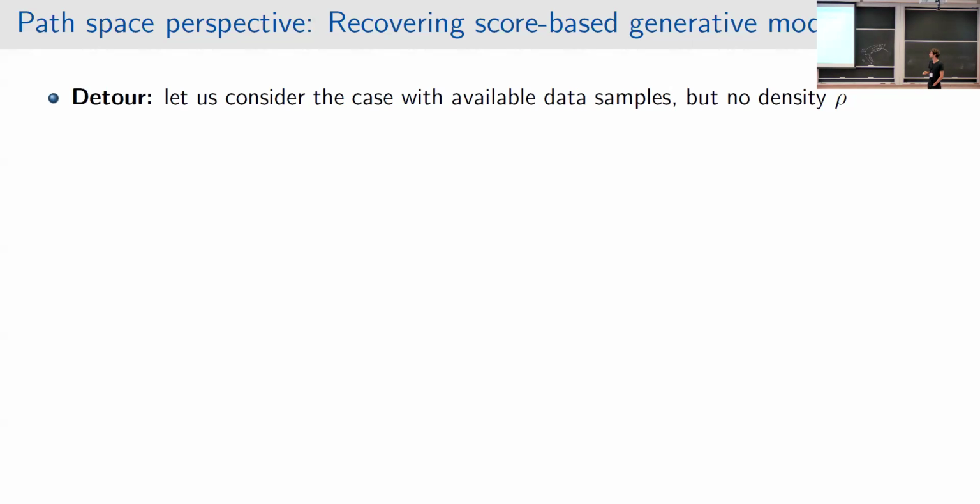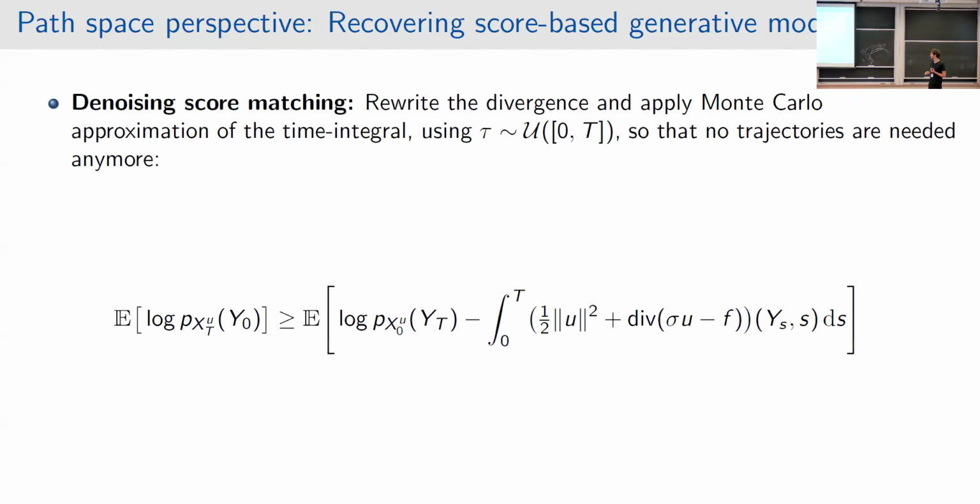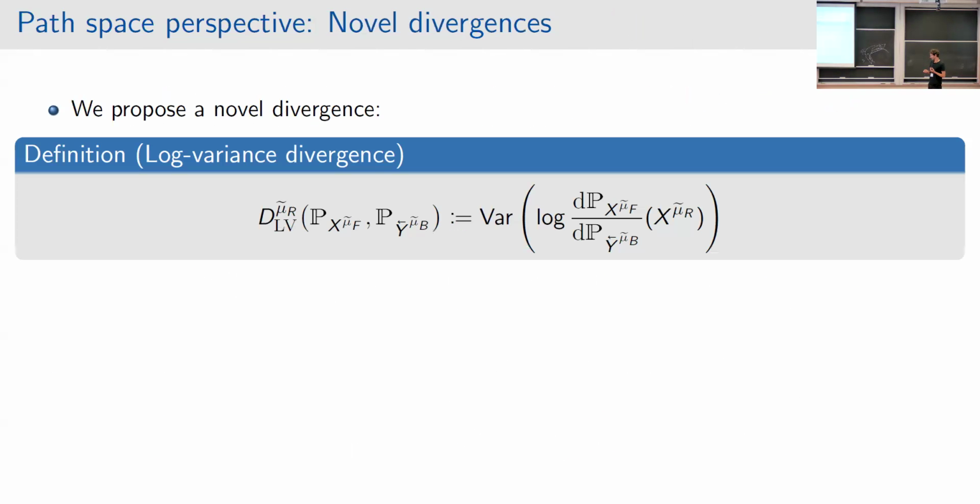So now I could give you a detour that you can also derive the setting where you have data samples but no density, but I will skip this now in the interest of time. At the end of this theoretical part, I want to discuss another divergence that we proposed a couple of years ago that we call log variance divergence. It's defined as this here.